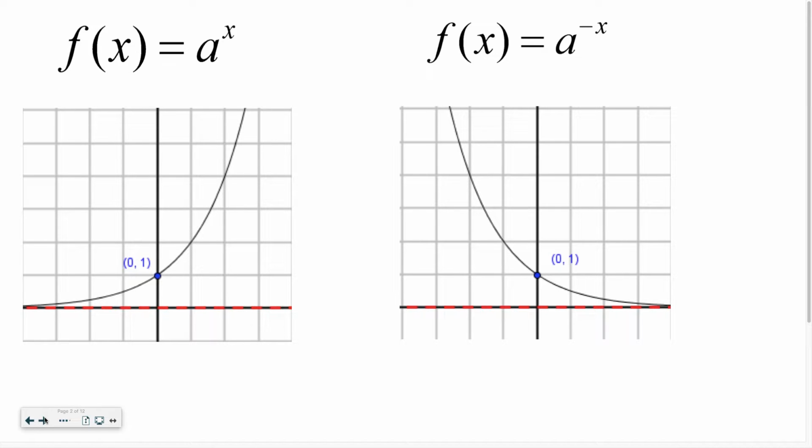So a to the x, we have a positive exponent, we will grow. A to the negative x, we have a negative exponent, so we are going to decay, is the word you like to use. Okay.